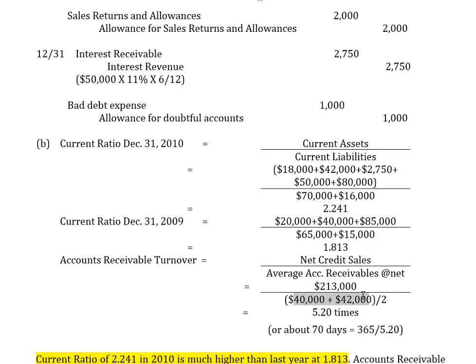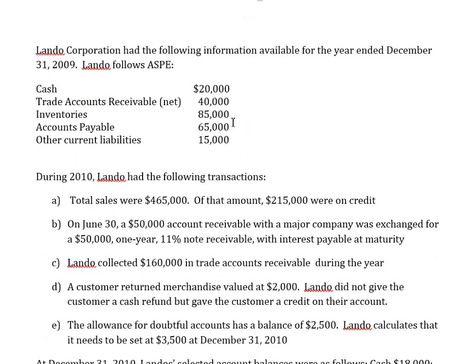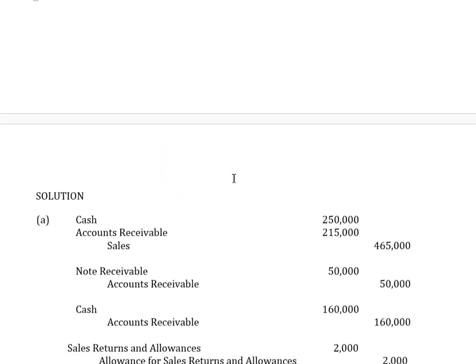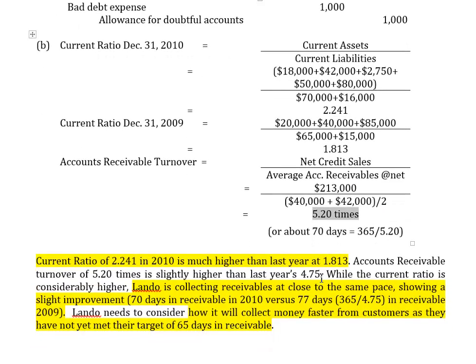We're going to divide that by our average accounts receivable balance at net, and we know that our receivables at net in the question started off at the end of 2009, i.e. opening 2010, at 40,000. And don't forget, we used our T account to get the $42,000 balance at the end of 2010. The average would imply take those two balances and divide by 2. And so when we take this numerator, divide it by our denominator of 41,000, we're going to get 5.2 times. So that means that we collect receivables 5.2 times on average during the year.